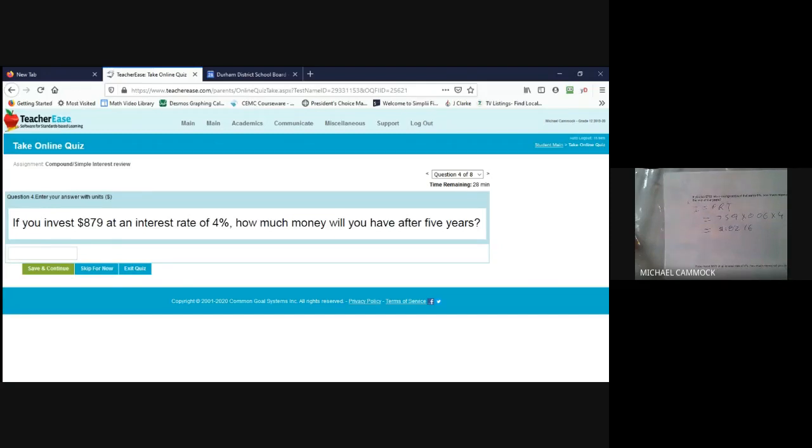You have to decide, is it the amount of money I have in my account at the end of the day, or is it just the interest that they're asking us to find? Because that's two different things, and that's two different formulas. Are they looking for the amount of money I have in the account, or are they looking for just the interest alone? Read the question for yourself. You tell me. Is it amount or is it interest?